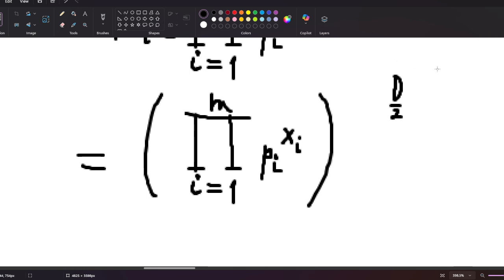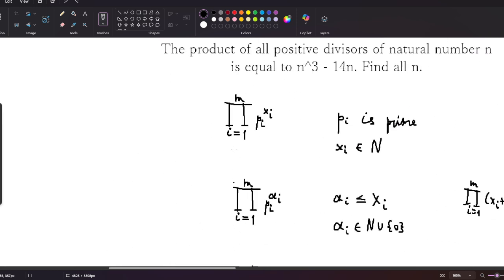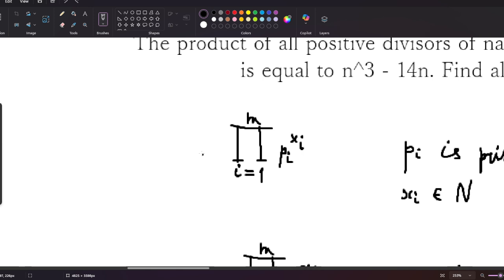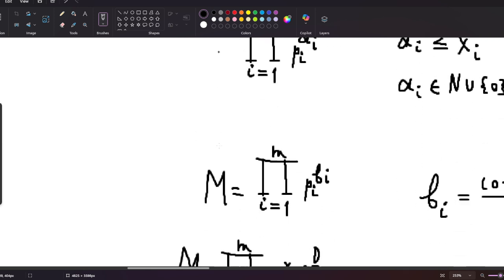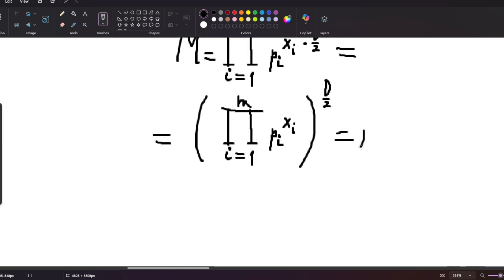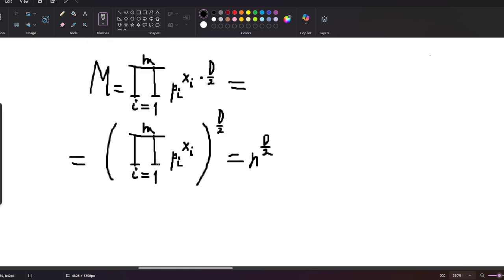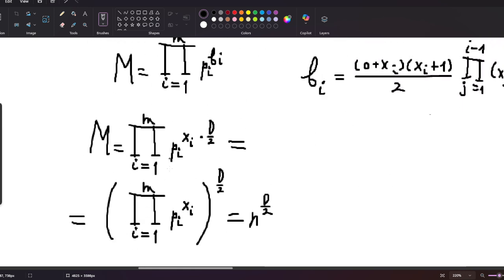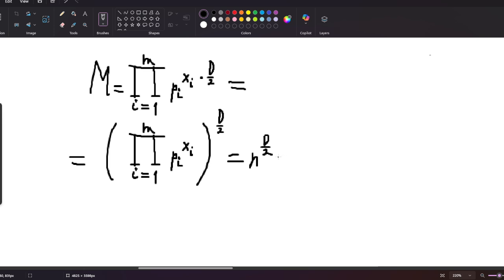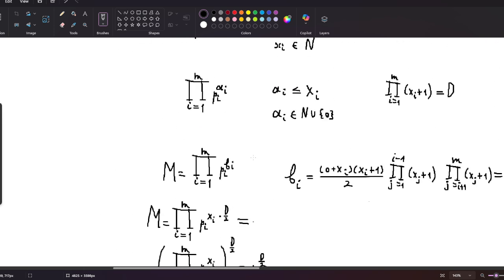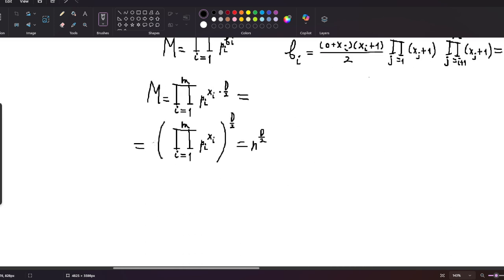And guess what we have here? We got the product that we defined to result in the number n. So, in other words, the product of all divisors of number n is going to be n to the power of d over 2, which is handy knowledge. Now, let's rewrite that equation.